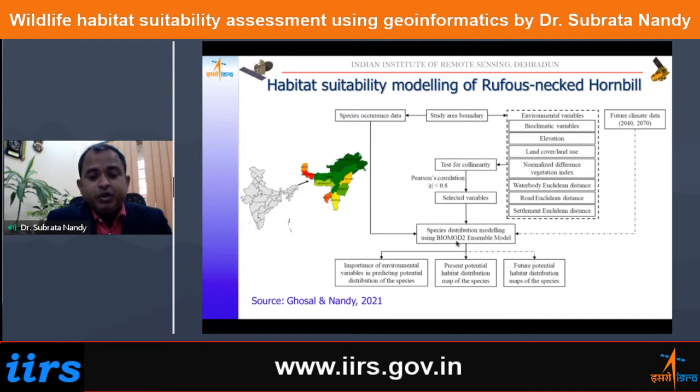Then we identified the importance of environmental variables in creating the potential distribution of the species, and the present potential habitat distribution of the species. One more thing we have done is, using future climatic data for 2014, 2017, using only climatic data, we could predict the future potential habitat distribution map of the species.